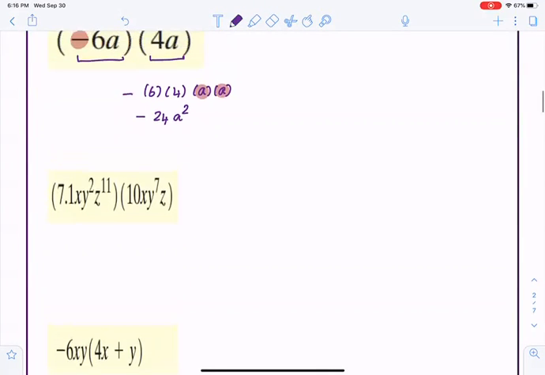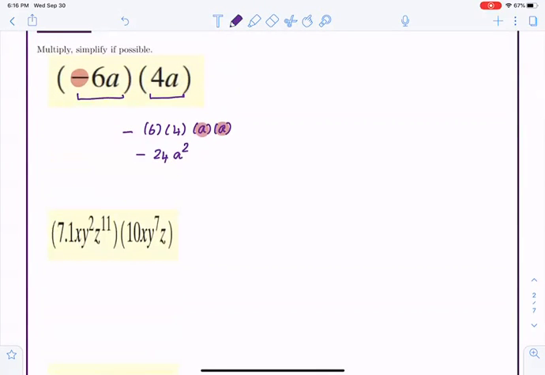So in the next problem, we have 7.1 x y squared z raised 11, times 10 x y raised 7 multiplied by z. So a case like this is quite easy. First, I have to multiply the numbers. So 7.1 multiplied by 10. Then I can multiply the x's, x times x. Then I have to multiply the y's, y squared times y raised 7. Then I multiply the z's, z raised 11 times z.